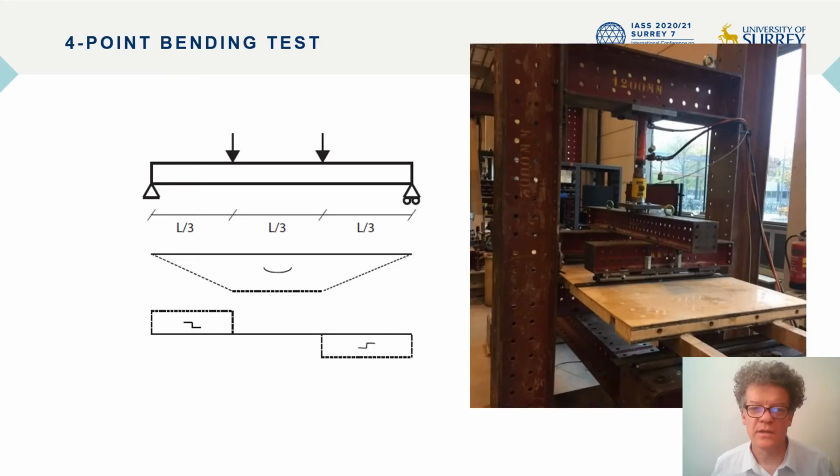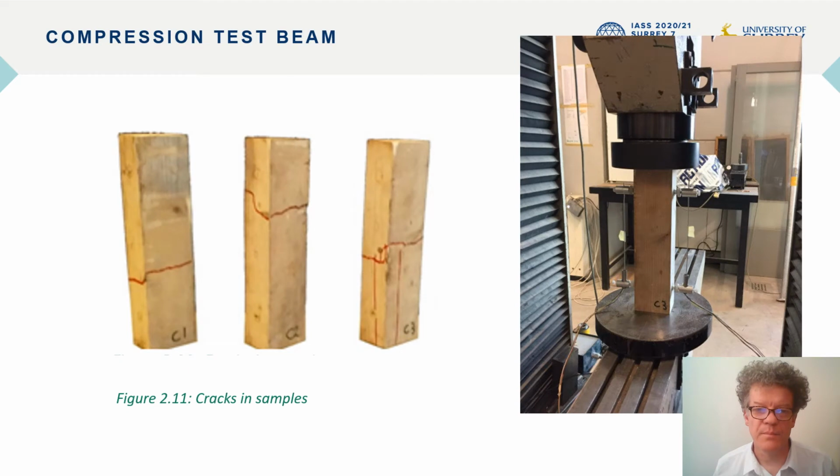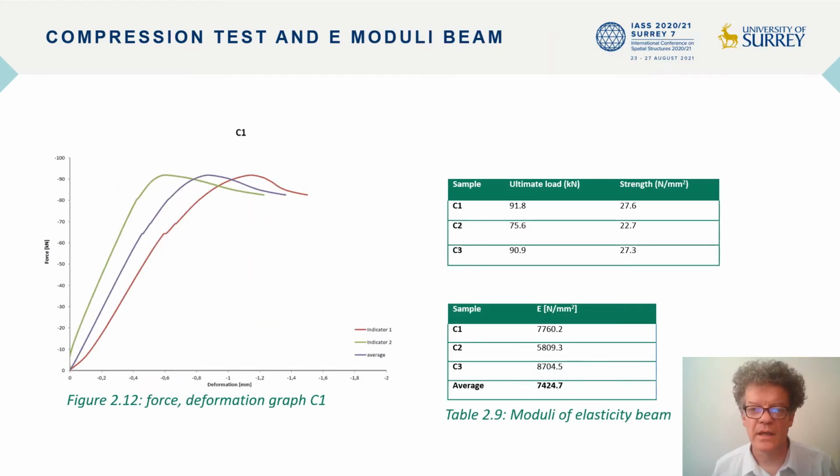And here you see the testing of those molds to look at the structural capacity of it. From those tests, you will see the deformation and you will see the Young's modulus. Also, the beams were tested. And here you see also the structural capacity and the Young's modulus of those beams.